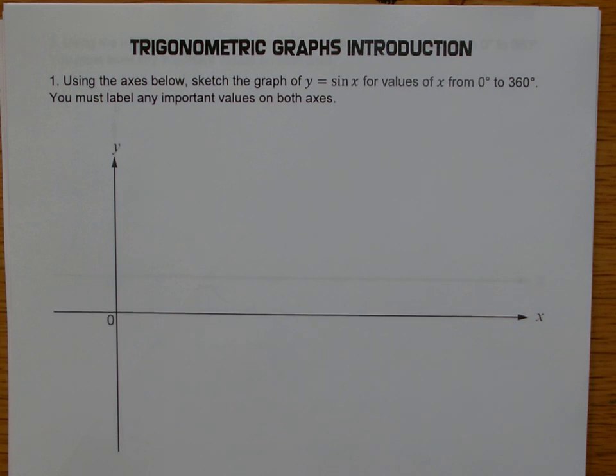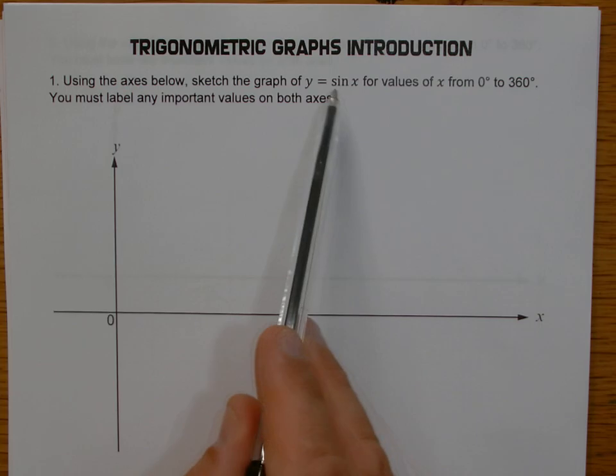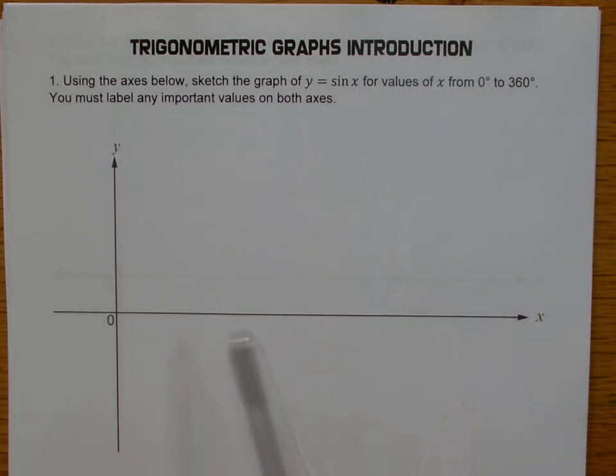Using the axes below, we can sketch the graph of y equals sine x for values of x between 0 and 360 degrees. You must label any important values on both axes. So the sine x graph essentially is going to be like a wave, okay? So it's called the sine wave, and we're going to see the wave going a bit like this now.